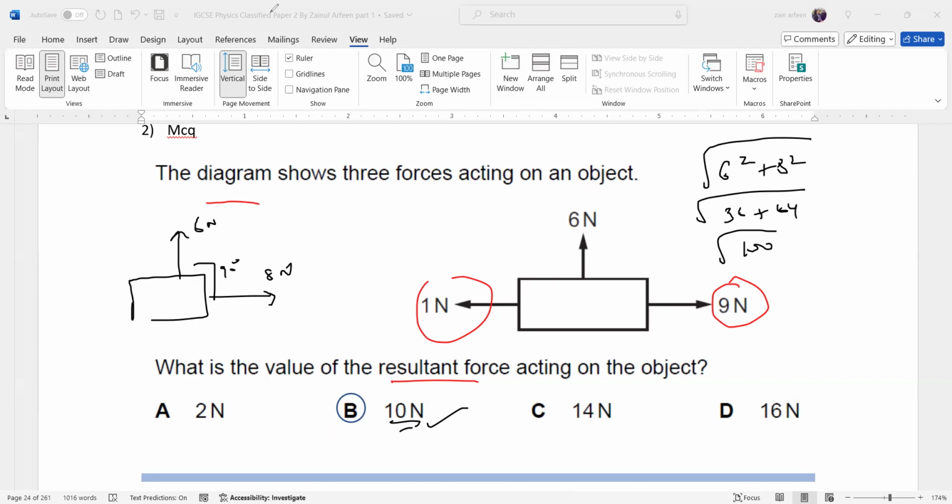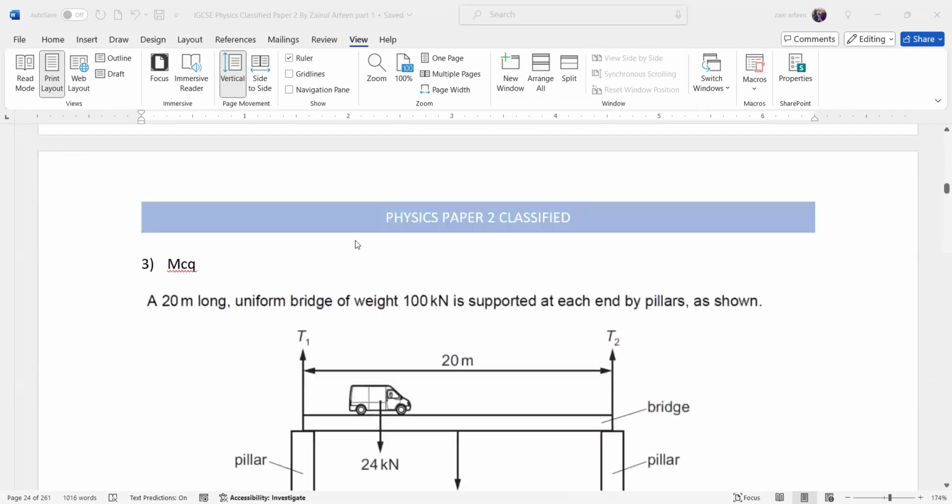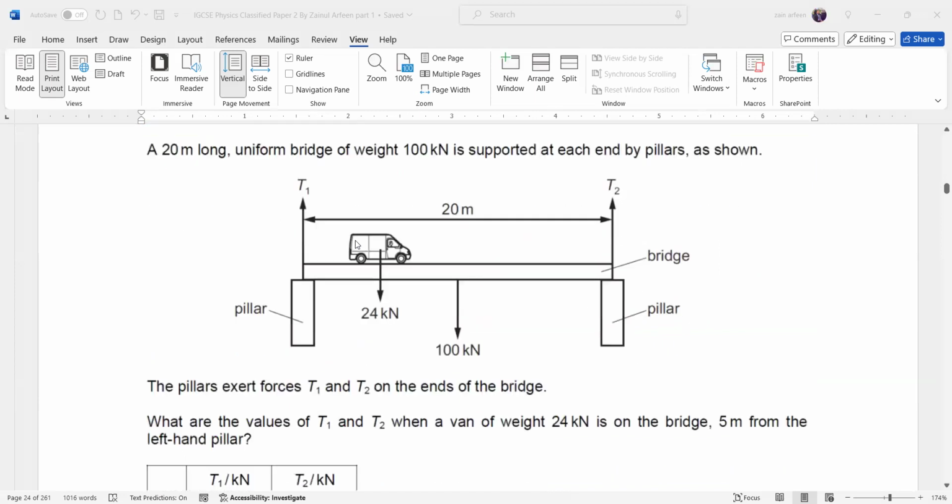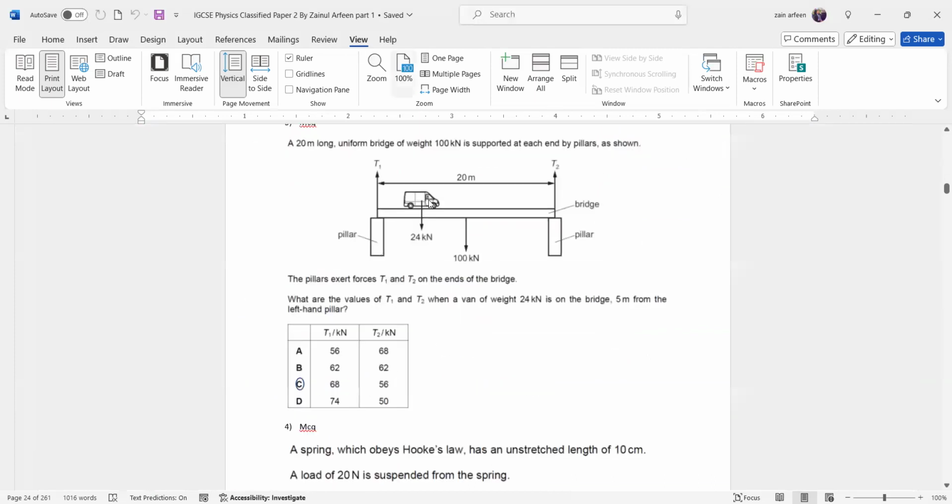Is it a clear question too? Yes. In this one, a 20-meter long uniform bridge, 100 kilonewton is its weight, and it is supported at each end by pillars as shown. The two pillars exert the forces T1 and T2. What will be the values of T1 and T2 when a van of weight 24 kilonewton is on the bridge, 5 meters from the left pillar?